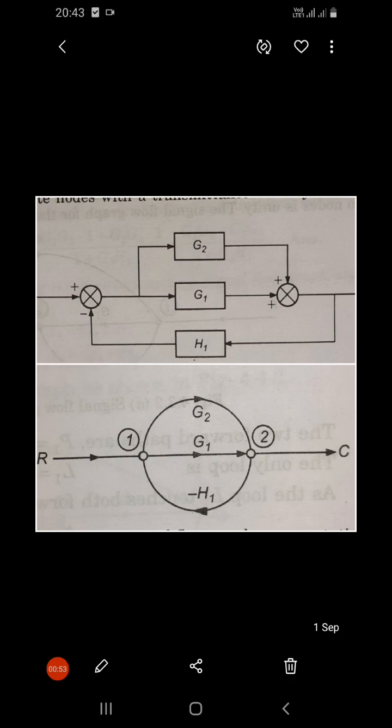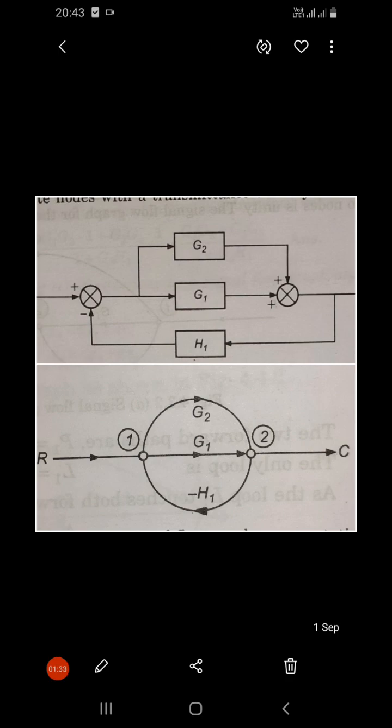However, in the direction of signal flow, if a takeoff point precedes a summing point, then such points are represented by two separate nodes, not a single node, with a transmittance of unity between them.